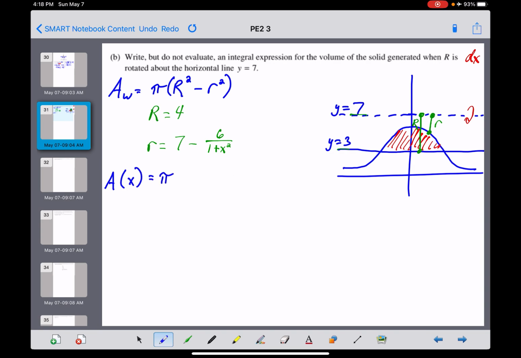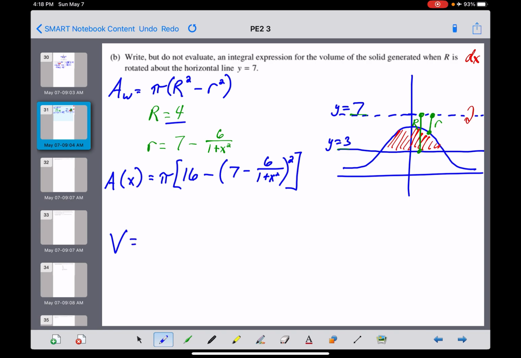So, back to where I was in blue, area as a function of x now is going to be pi times the quantity big R squared. You can write it as 4 squared, but I'll go ahead and put a 16 right there, and then minus little r, which is 7 minus 6 over 1 plus x squared, quantity squared. So that's pi times big R squared minus little r squared. And now that's the hard part of volume.